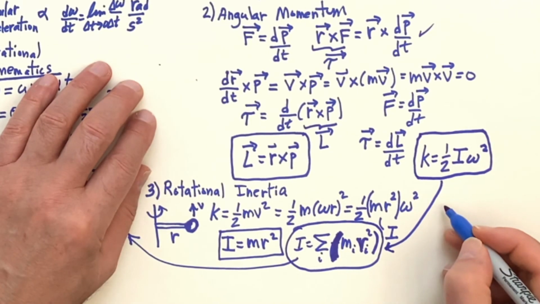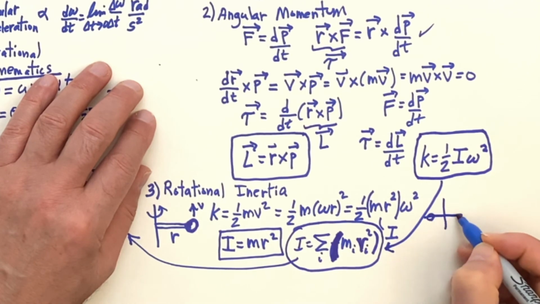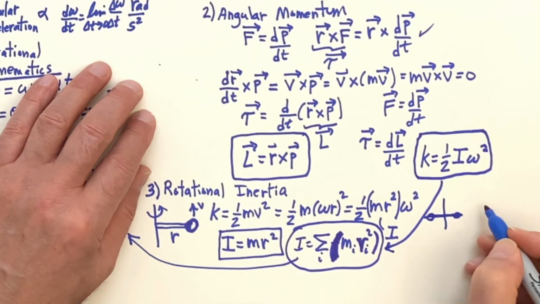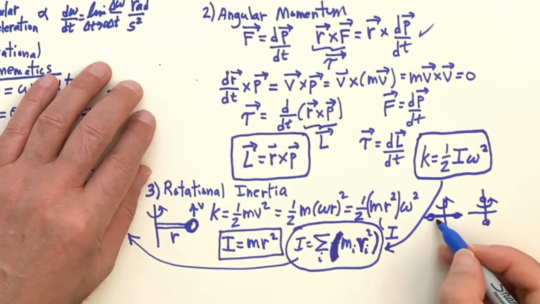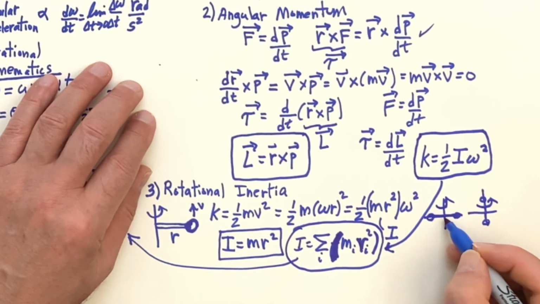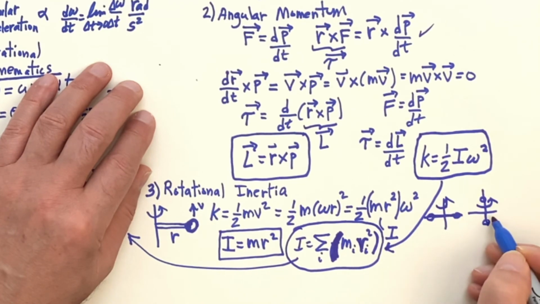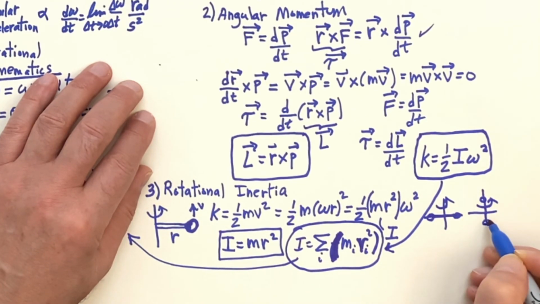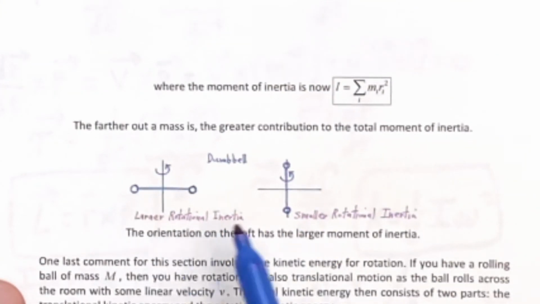So you can see that if you had, say, a dumbbell like this, and you had oriented the dumbbell like this, that this one would have more inertia, more moment of inertia, since the masses are farther away from the axis. So it's harder to get this thing to spin around compared to this one where the masses hug the axis. So you have a neat little picture in the text showing that.